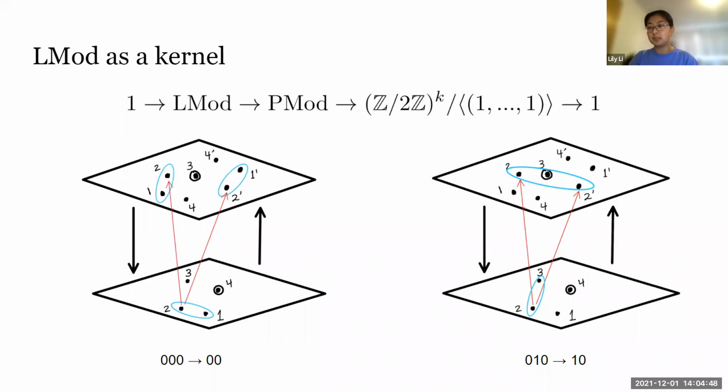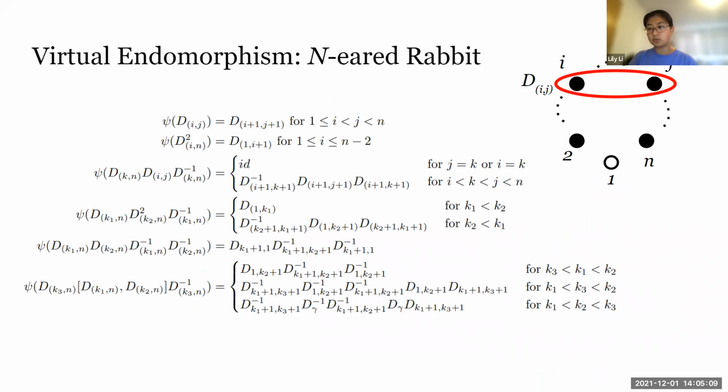So the map above is a homomorphism. On the left side, we see that the bit string associated is all 0, and on the right side, there are some zeros and ones. Now, the liftable mapping class group is the kernel of this map because it consists of mapping classes that fix all pairs of points or swap all pairs. Using this characterization, we can obtain a generating set for LMod and characterize the lifts of each generator.